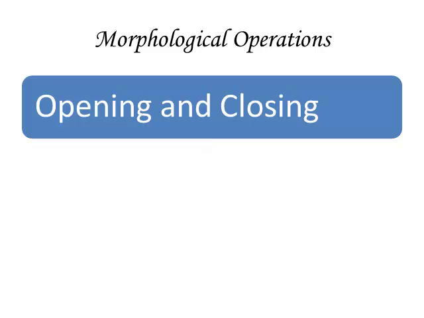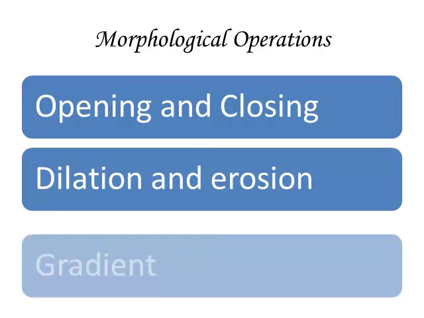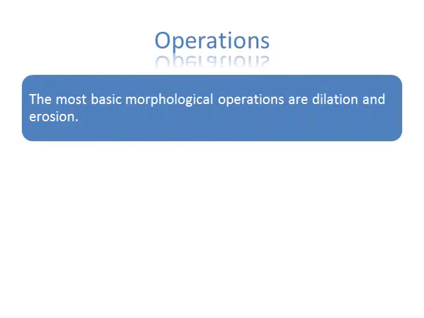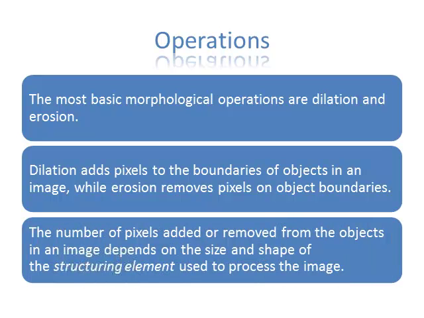Morphological operations are described as follows. They can be opening and closing operations, they can be dilation and erosion operations, and there are gradient operations. The most basic morphological operations are dilation and erosion. Dilation adds pixels to the boundaries of objects in an image, while erosion removes pixels on object boundaries. The number of pixels added or removed from the objects in an image depends on the size and shape of the structuring element used to process the image.